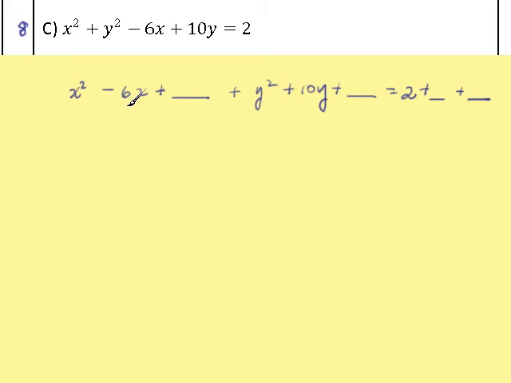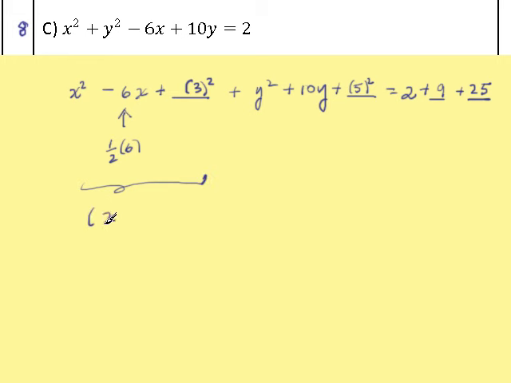So we'll take half of 6 is 3, square it and put it here. So that would be 3 squared goes here. And here half of 10 is 5. 5 squared goes here. Okay, that's 9 and 25, so we'll add 9 and 25 to both sides.